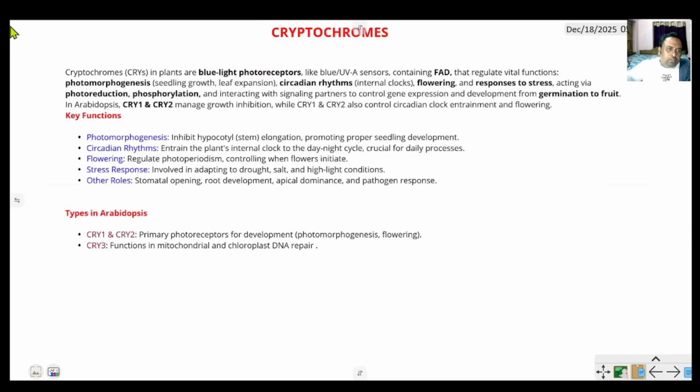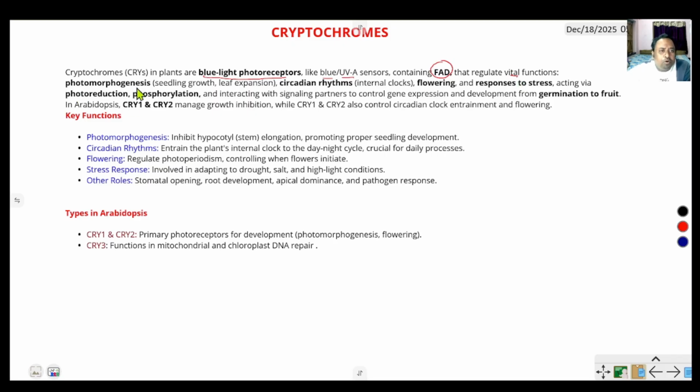Now we discuss another pigment, a bluish pigment, that is cryptochrome. Cryptochromes are found in both plants and animals. The cryptochromes in plants are blue light receptors. They perceive blue and ultraviolet A light. They contain FAD, flavin adenine dinucleotide, and regulate vital functions.